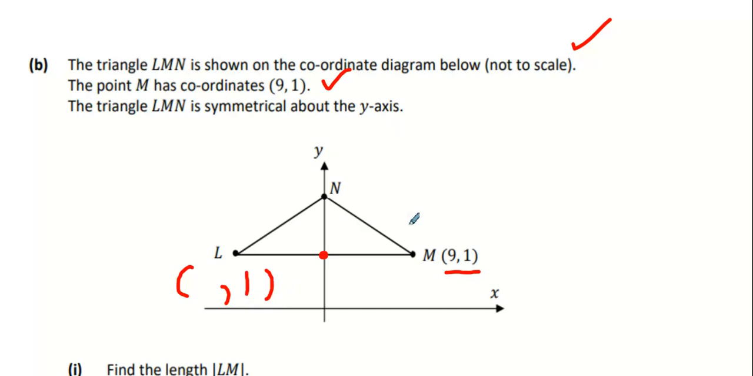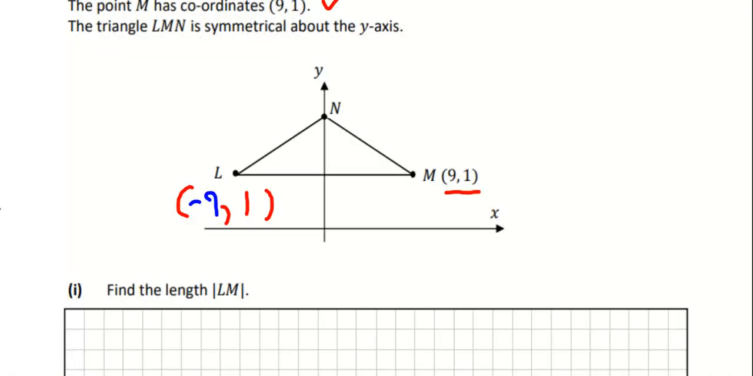Now, if this one's 9 to the right, what about this one here? 9 to the left, which is minus 9. Everybody cool with that? Now, there's a choice here to be made. It wants the distance of L to M, doesn't it? You could do the distance formula if you want. There is nothing wrong with doing the distance formula. Did anybody do the distance formula for this? Anybody? All right. Now you're not wrong with that.